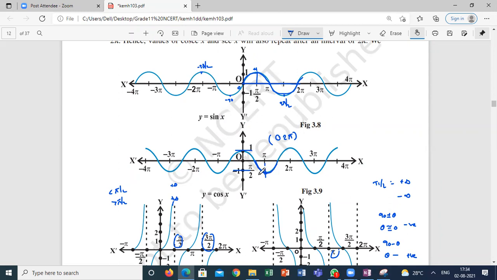So at pi, there is no increasing or decreasing; it's a direction change. Like if you throw a ball vertically upwards, and after reaching some point, the velocity becomes zero. What is the meaning of velocity becoming zero? It is the rate of change of displacement. The differentiation of displacement is zero. What does this mean? There is no change in distance.